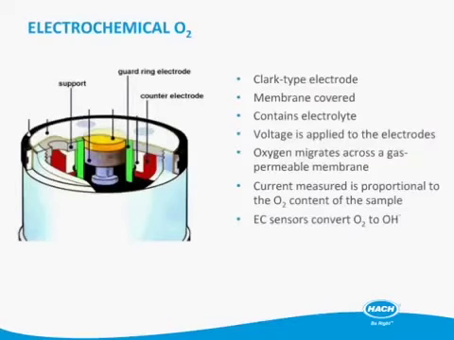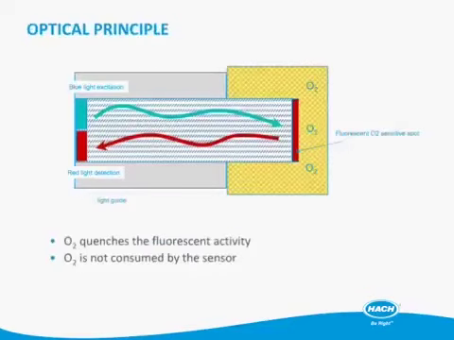Let's jump back into oxygen sensors and talk about the different types. There are two main types of oxygen sensors: electrochemical sensors and optical sensors. Electrochemical sensors have been around in the brewing industry since the late 70s, and they're the classic membrane-covered Clark-type polarographic probes, where you apply a voltage to an electrode and from that voltage you measure a current, which is proportional to the oxygen content.